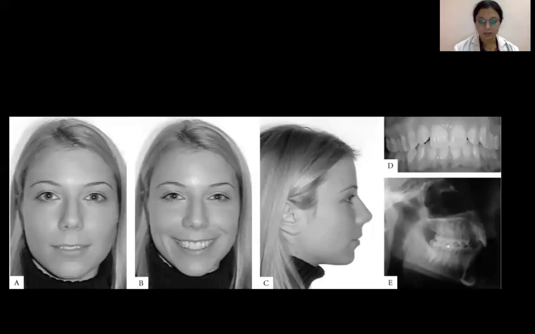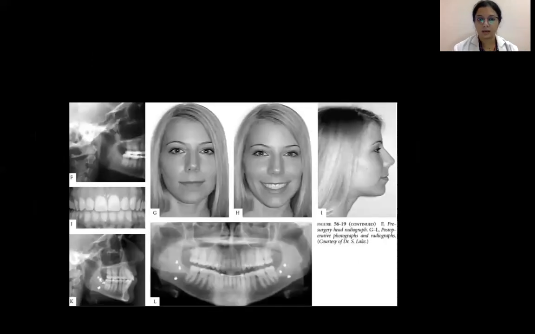Next is a bad split. This is an example of a patient in whom BSSO has been carried out. It includes a pre-surgical radiograph as well as a post-operative one.